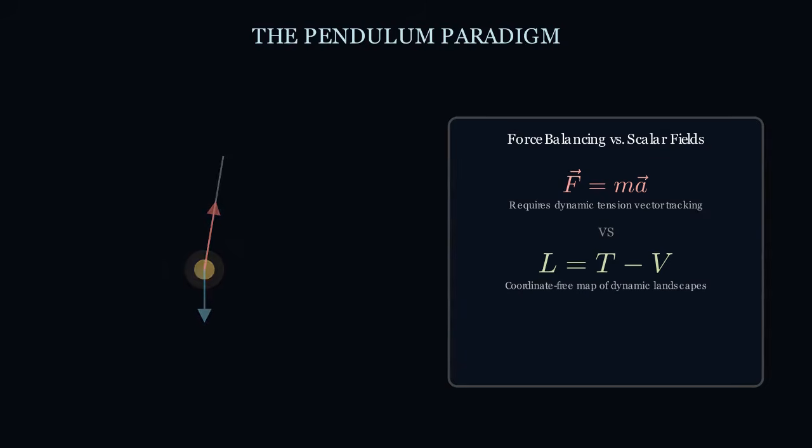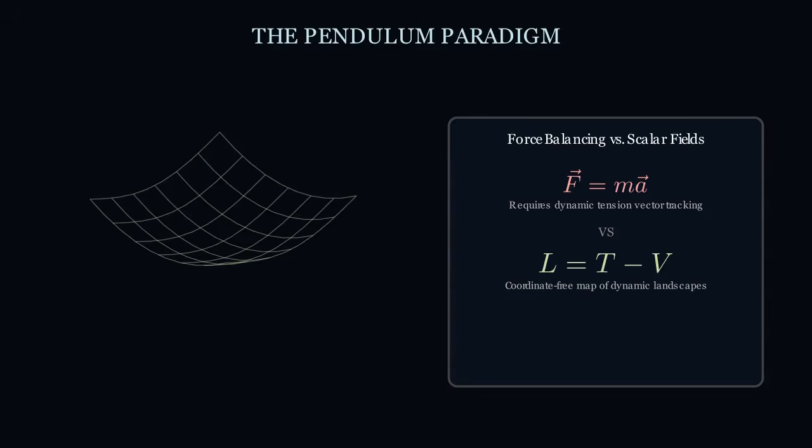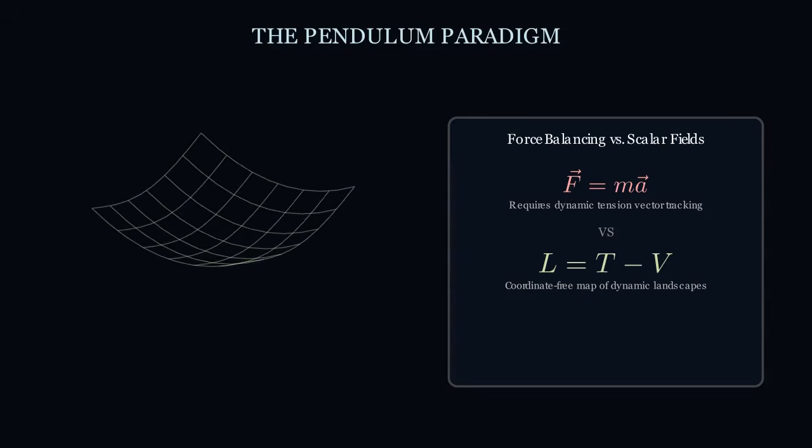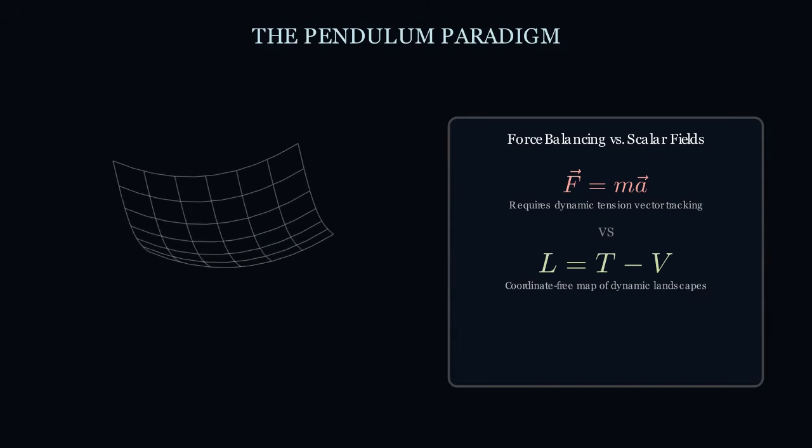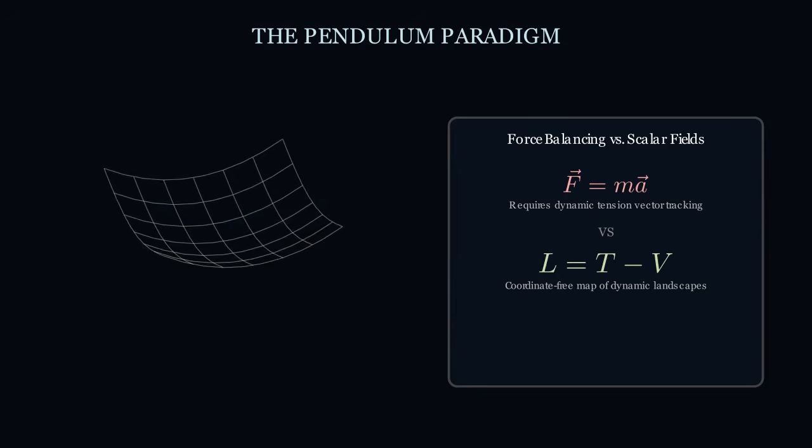This is the Lagrangian, defined as L equals T minus V, where T is kinetic energy and V is potential energy. Instead of balancing forces, we map a landscape where motion is resolved by finding a path across a geometric surface. But why does subtracting these two energies reveal the true trajectory of a physical system rather than adding them?